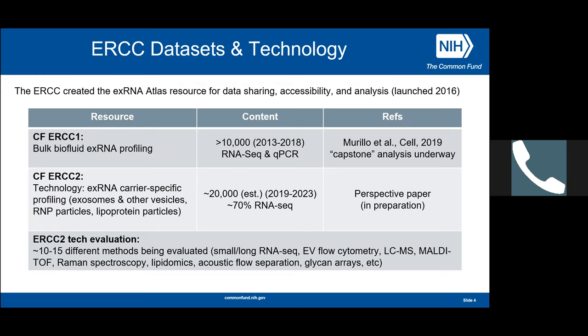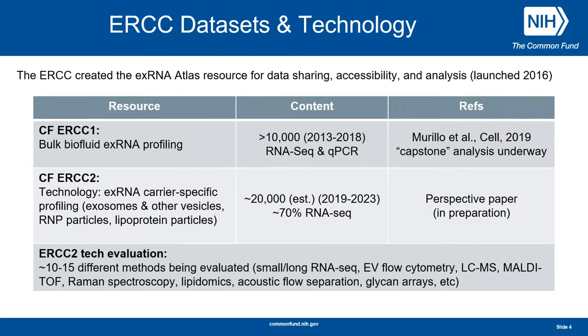What I have now at the bottom is just a snapshot. If you look at the nuance, the variations between the main methods, there are probably about 10 or 15 different technologies being evaluated: small and long RNA-seq, EV flow cytometry, think of it as an adaptation of traditional cell flow cytometry, but quite a bit of technology development needs to take place because of the nature of EVs. Different proteomics technology, electrophoretic methods, even glycan arrays, et cetera. So a very rich set of technologies.